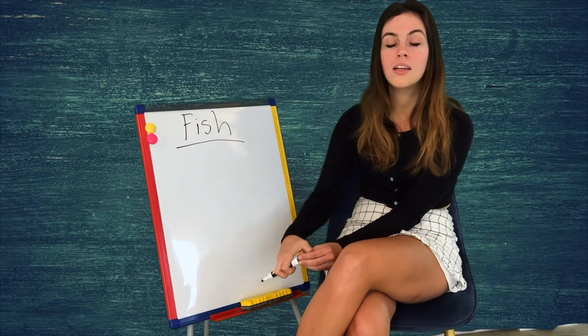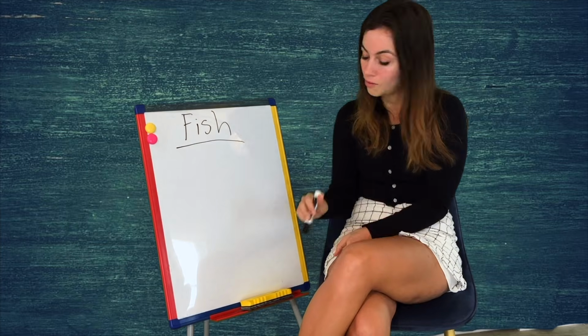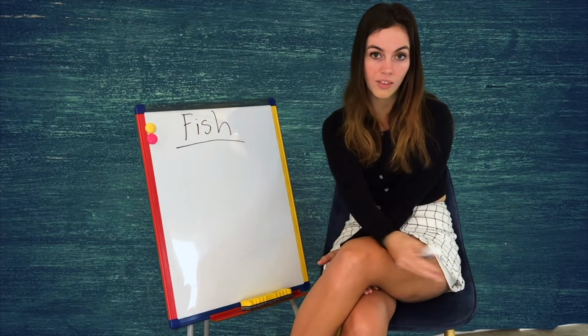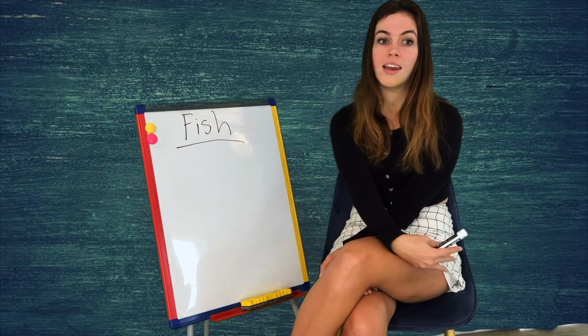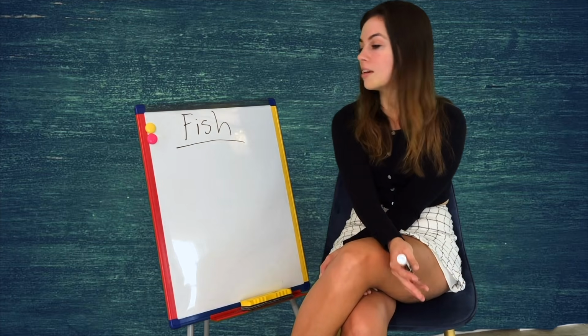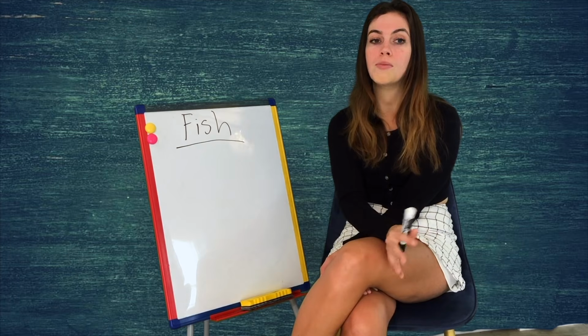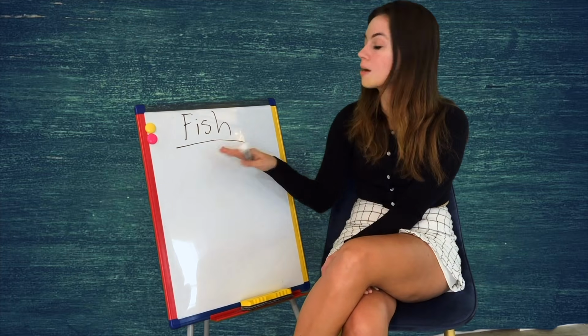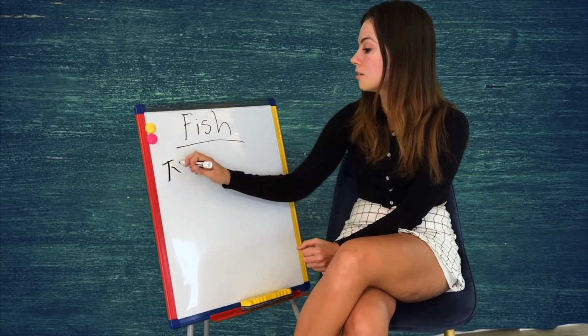Biologists have identified about 24,000 different species of fish. So there are more species of fish than any other kind of vertebrate. The fish group is broken into 3 different types, so type 1, type 2, and type 3. We're going to talk about type 1, and that's the bony fish.